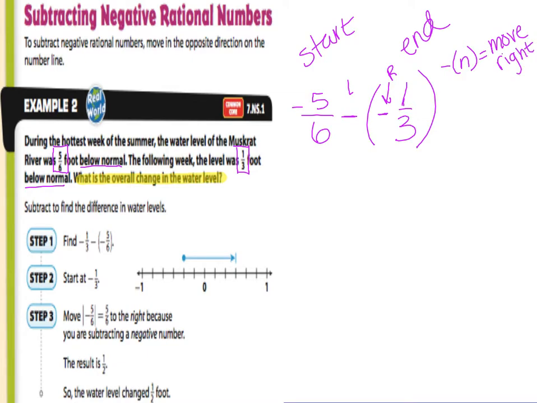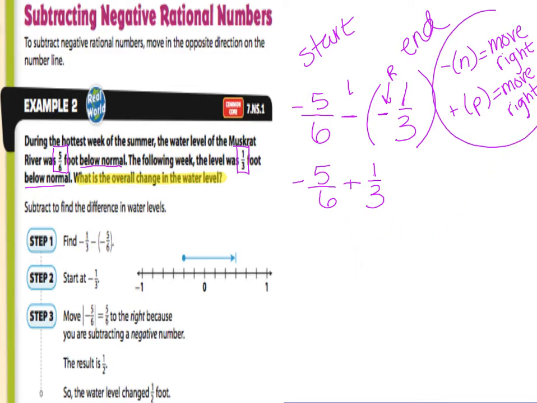Well, the other thing that tells me to move right on my number line is plus a positive. So since plus a positive tells me to move right, that's doing the addition of the opposite. So negative 5/6 plus the opposite of negative 1/3, which is positive 1/3. Okay, so that minus a negative turns into plus a positive because both of them tell us to move right. Now I know that because my signs are different, I'm actually going to subtract and then use the absolute value to determine my sign.